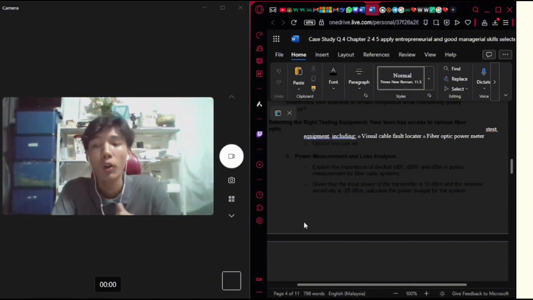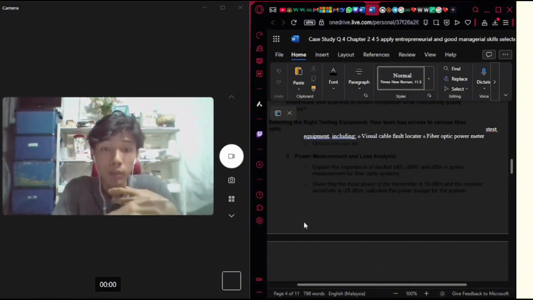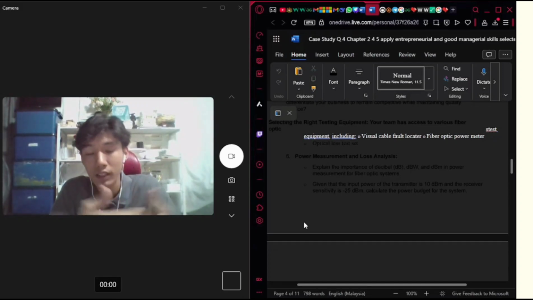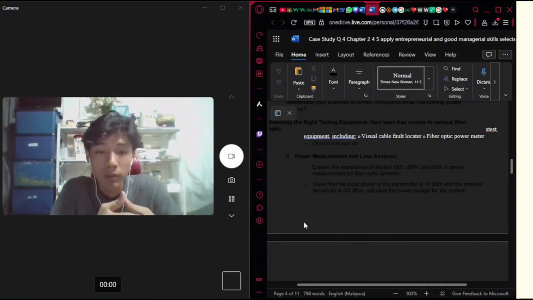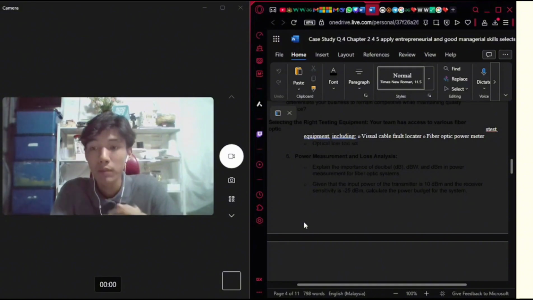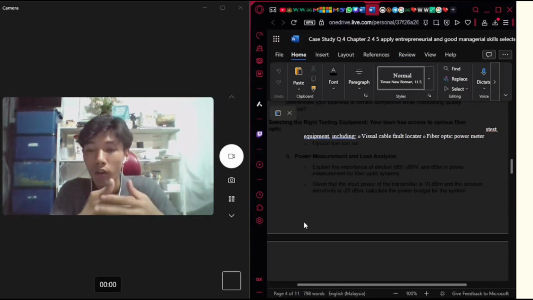So today I will be explaining about question number 6 in our case study. The question is about power measurement and loss analysis. As you can see, the first question is to explain the importance of decibel dB, dBW and dBm in power measurement for fiber optic. As you know, for the dB, the purpose is a logarithmic unit used to express ratio, such as gain, loss or attenuation.